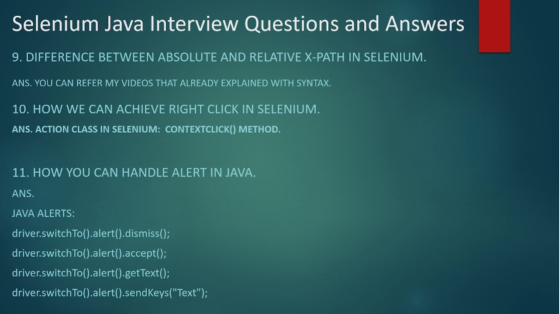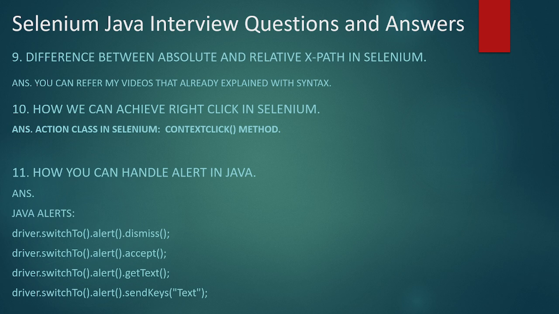That alert we handle by some methods in Selenium, using switchTo alert. Dismiss: if you want to close that alert, you go for dismiss. If you want to click OK on the pop-up, you go for accept: driver.switchTo().alert().accept(). On that alert, guys, sometimes we want to get the text, so the getText method is there, and you can achieve it with that. Then sometimes an entry field is there in the pop-up, so using the sendKeys method, guys, you can write whatever text.